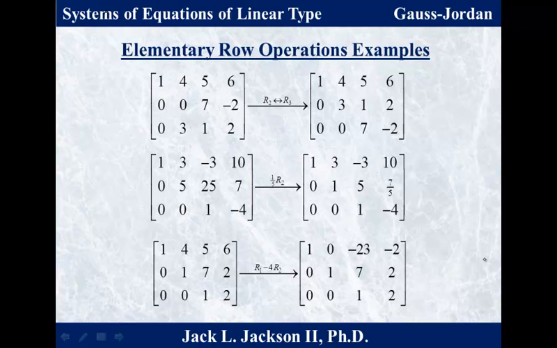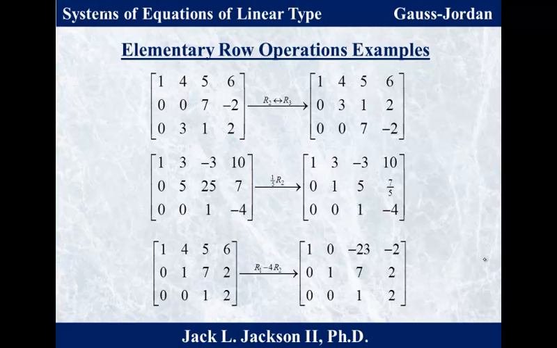Okay, so here's some examples of these. On the left you see the original matrix, on the right you see the transformed matrix. The arrow in between says we've got a transformation occurring, and the label above the arrow tells us what transformation happened. So if you look at the first one, the label says we're going to swap rows 2 and 3. So the first thing I would do is recopy the row that doesn't change, row 1, as 1, 4, 5, 6. And then I simply switch the other two rows. The third row originally was 0, 3, 1, 2, so 0, 3, 1, 2 is now the second row. And then originally the second row was 0, 0, 7, negative 2, that's now the third row.